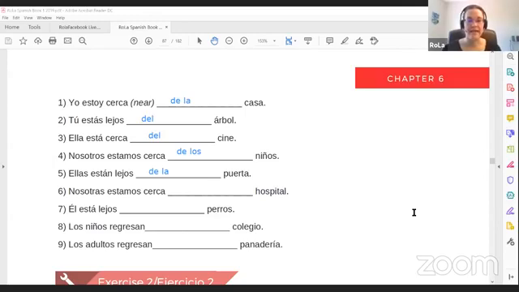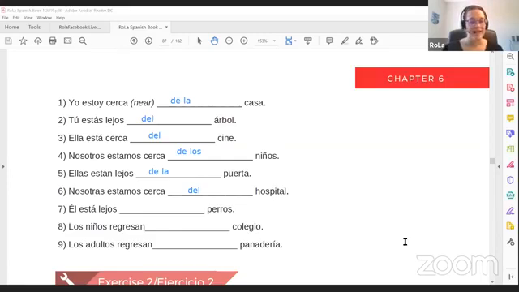Nosotras estamos cerca, blank, and then we have hospital. So we can see hospital is singular. And then also, going back to what I said in number 2, and also going back to that video I did on gender, things ending with L are mostly masculine. So we know this is another candidate for a contraction because it's masculine and singular. So nosotras, estamos cerca del hospital. We are close to the hospital.